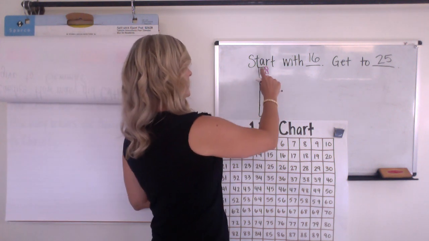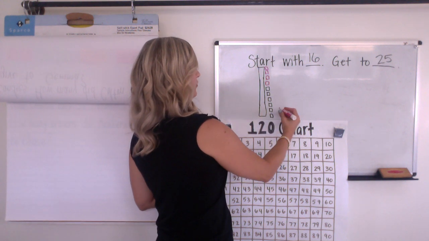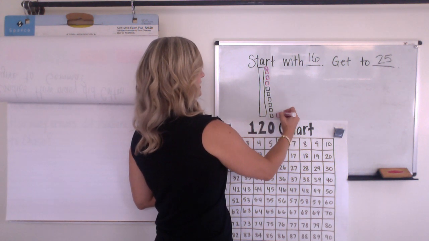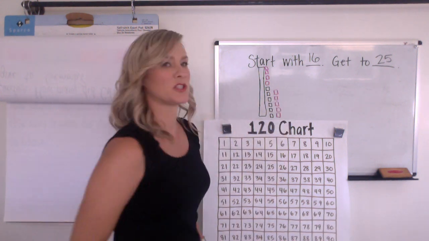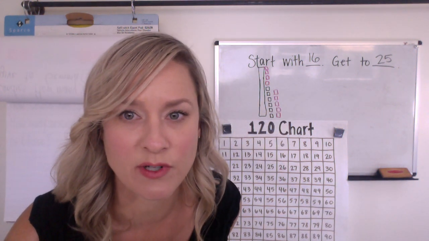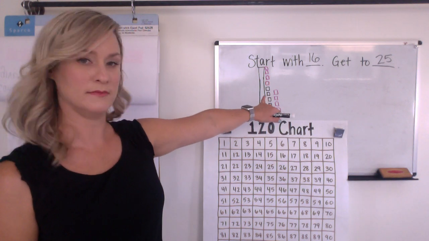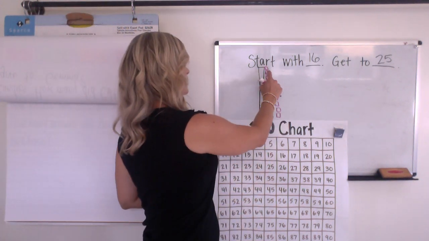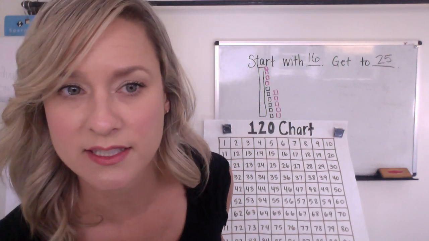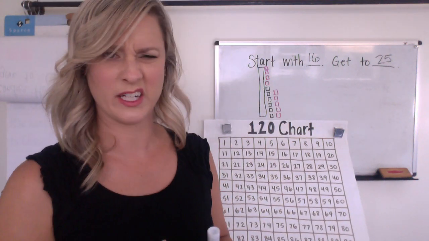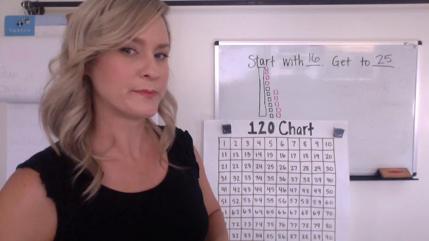Okay, so we have 20 right here, and we're going to add on 5 more. 1, 2, 3, 4, 5. So the distance between 16 and 25 was 9. 1, 2, 3, 4, 5, 6, 7, 8, 9. Or maybe you didn't do it that way. Let's find out. Maybe you used a 120 chart.